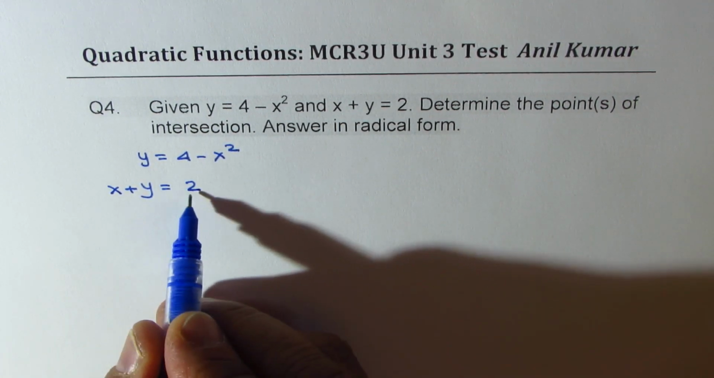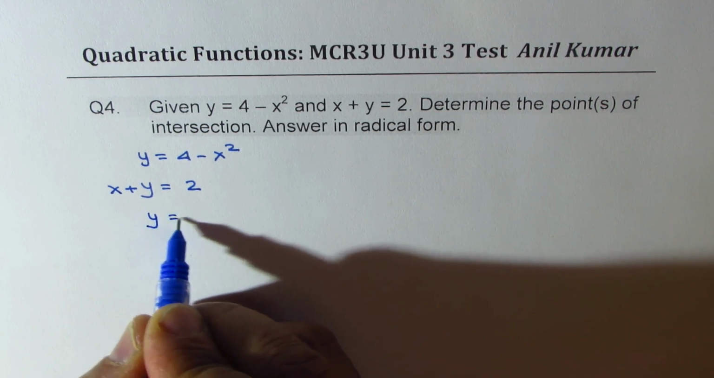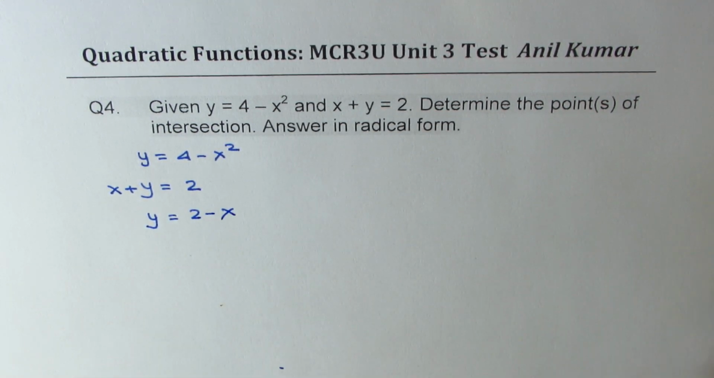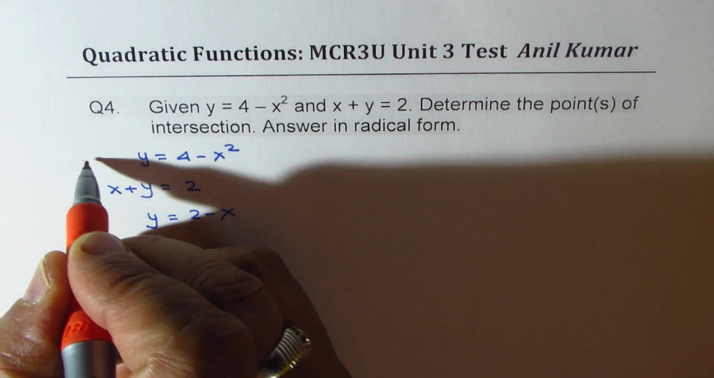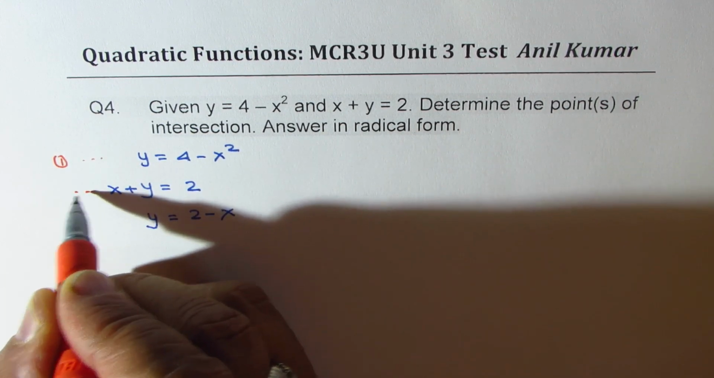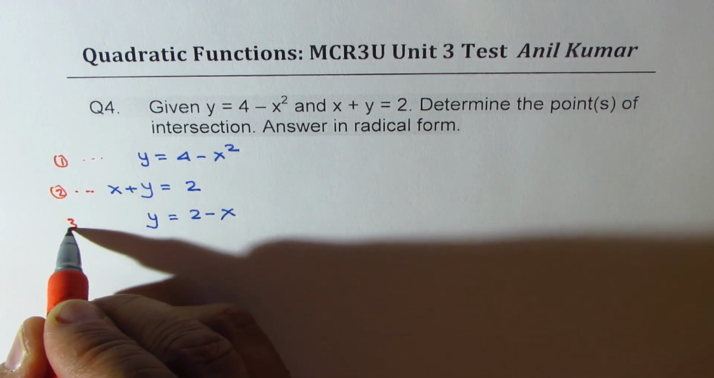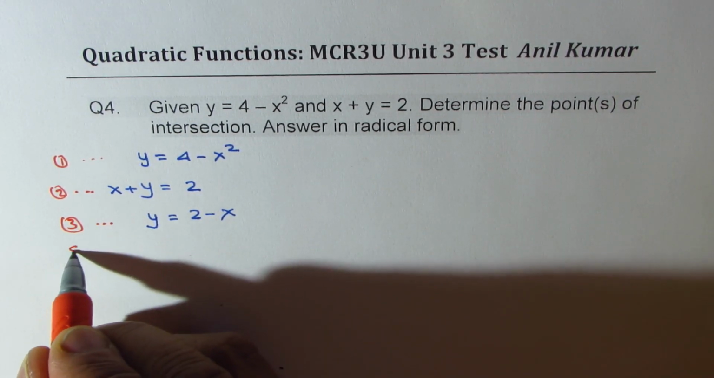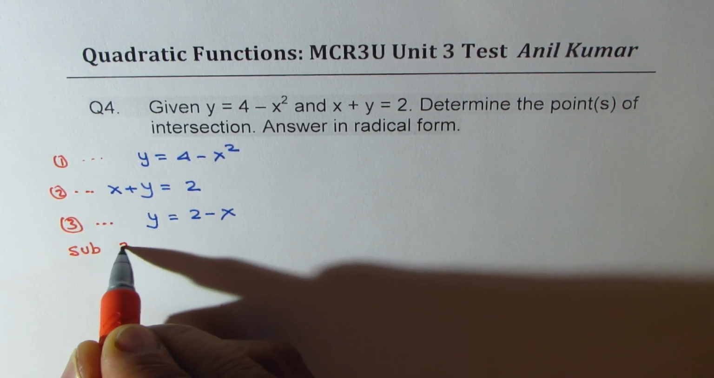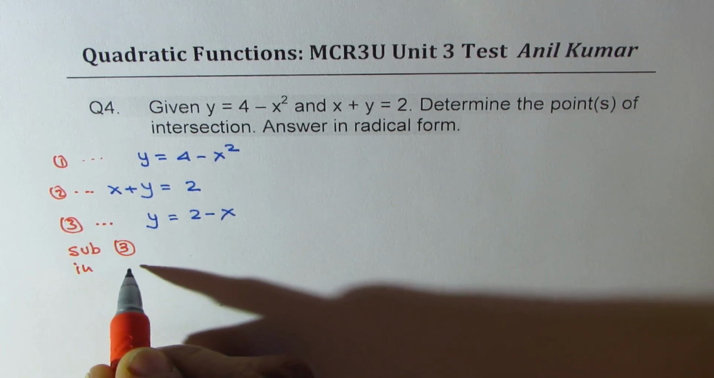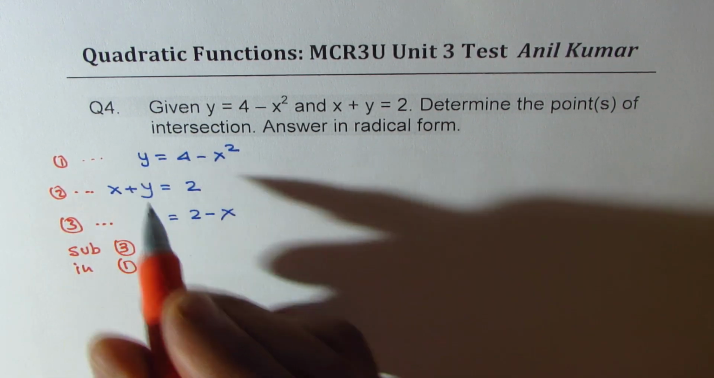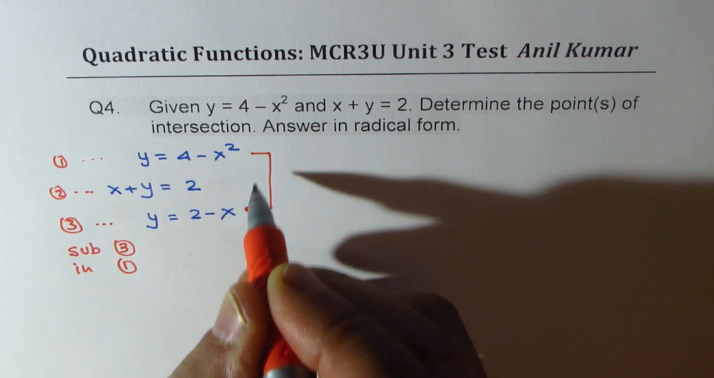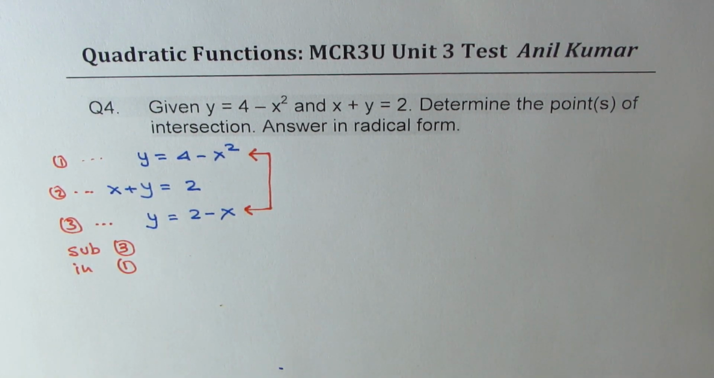Now from equation number 2, we can write y equals 2 minus x, correct? So let me give the equation numbers. It becomes easier to explain. So we had equation number 1 and 2. From 2 we got equation number 3, which is y equals 2 minus x. So now we'll sub equation 3 in equation 1, correct? Both are y. So we are trying to connect these two equations to find our solution, right?